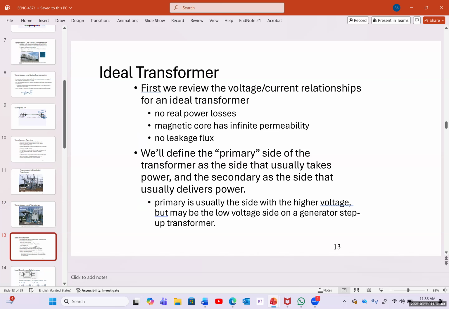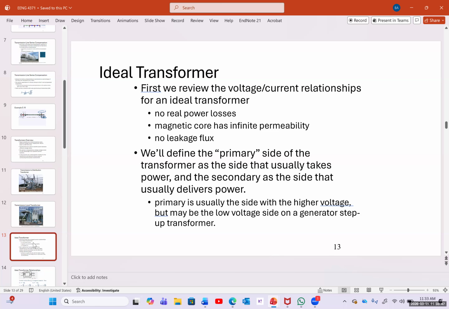Now, for modeling a transformer, we would first start with an ideal transformer, as we do for any other circuit. We start with ideal components. And for an ideal transformer, first we want to find the current voltage relationship between the primary and the secondary side. And we have some assumptions. First, we have no real power loss. And second is that the magnetic core has infinite permeability, and we have no leaking flux. And I'll explain more about that.